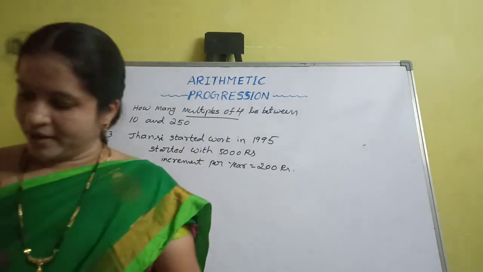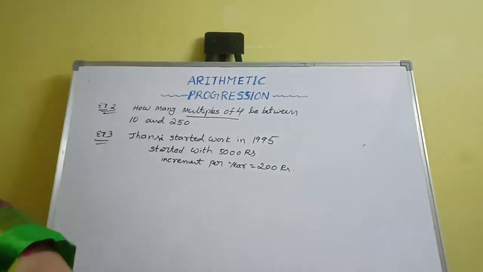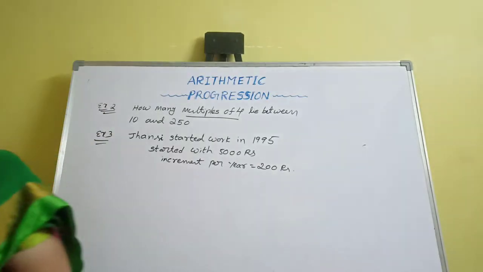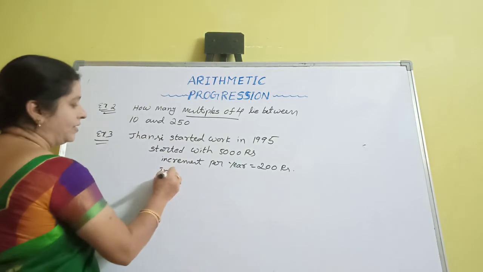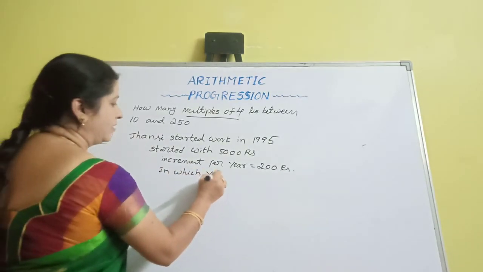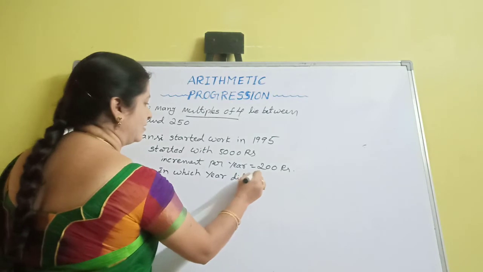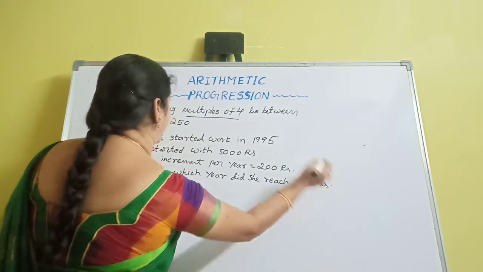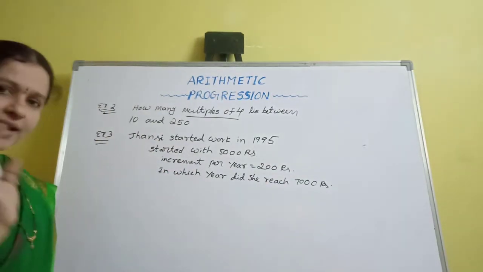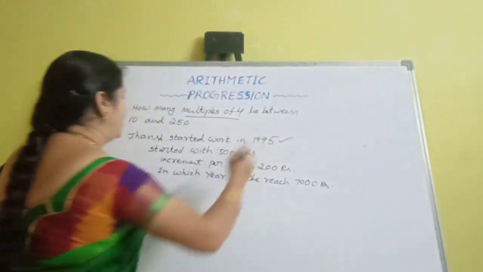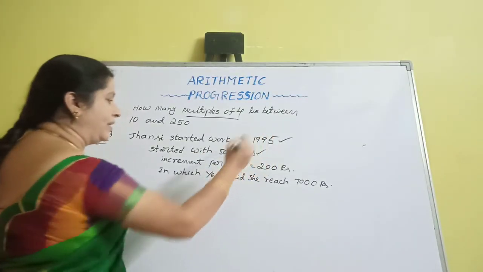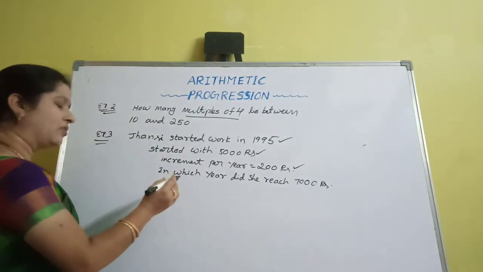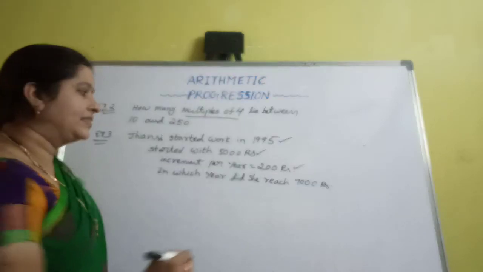In which year did she reach 7,000 rupees? So that is the question here. So Jhansi started work in 1995, started with a salary of 5,000 rupees. Increment per year equal to 200 rupees. So what is the question? In which year did she reach 7,000 rupees?